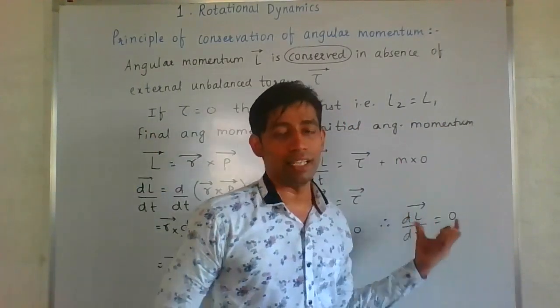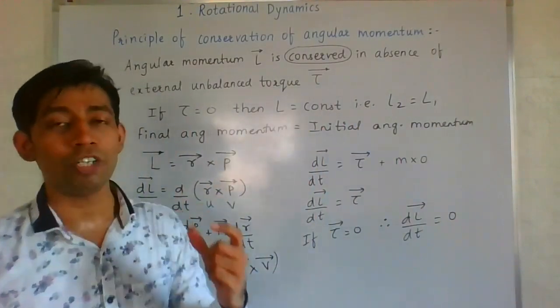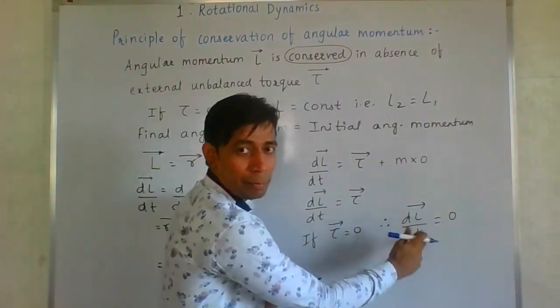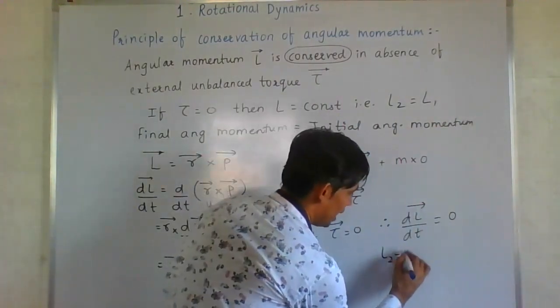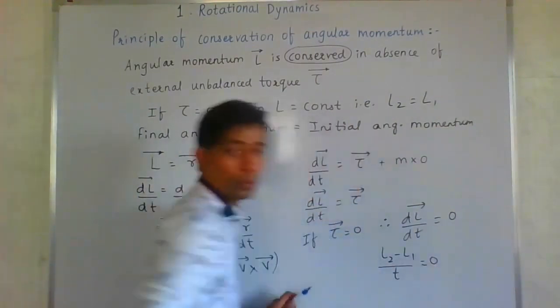And what is dl? Remember in Newton's second law, dp, what was dp? dp was actually p2 minus p1. I hope you understood. So this term I can also write as L2 minus L1 divided by time is equal to 0.